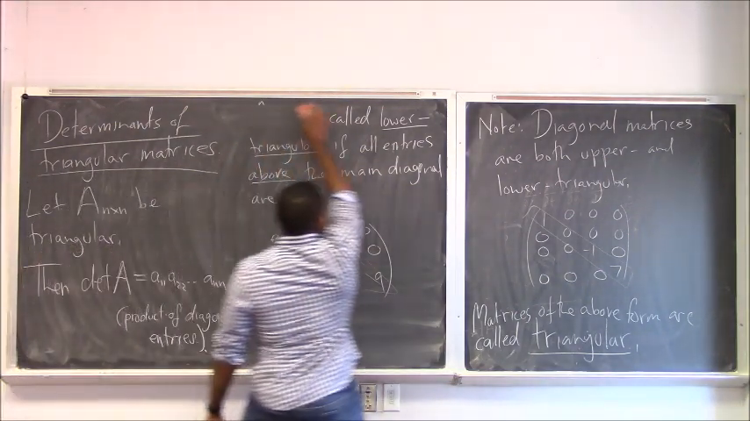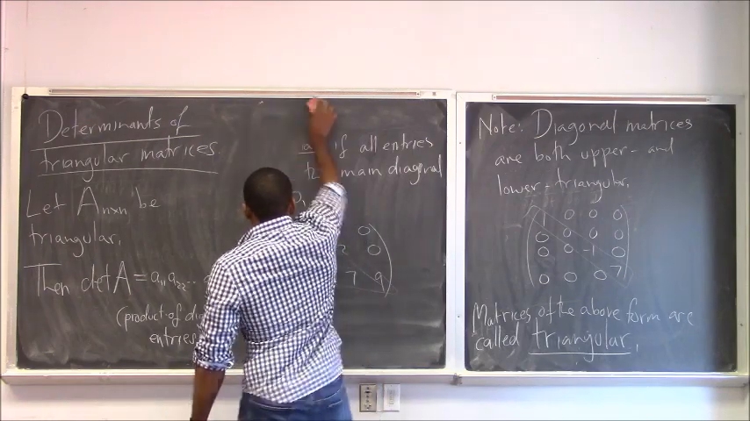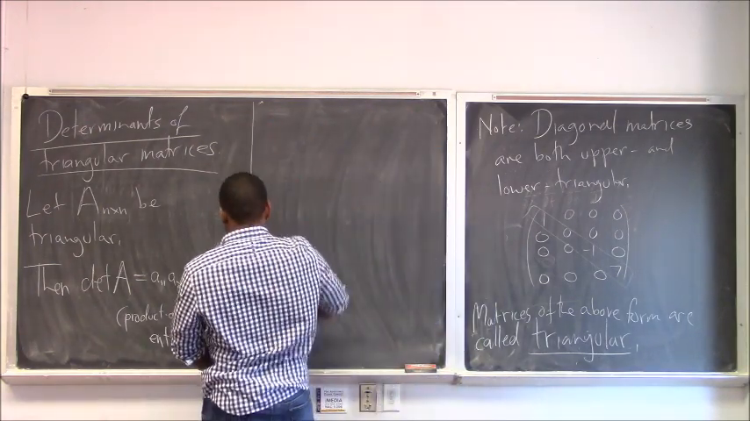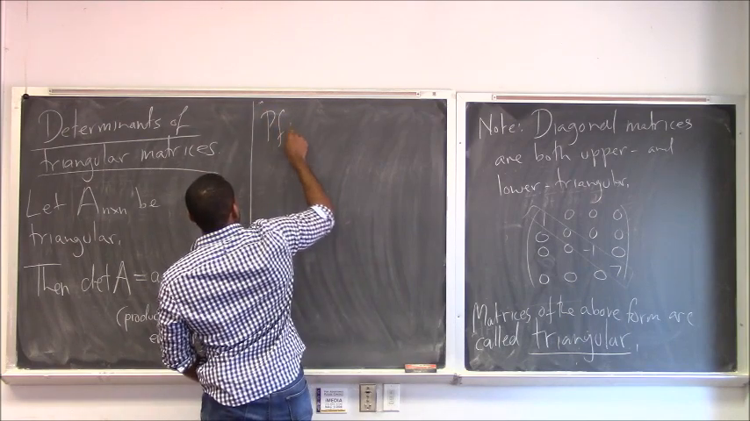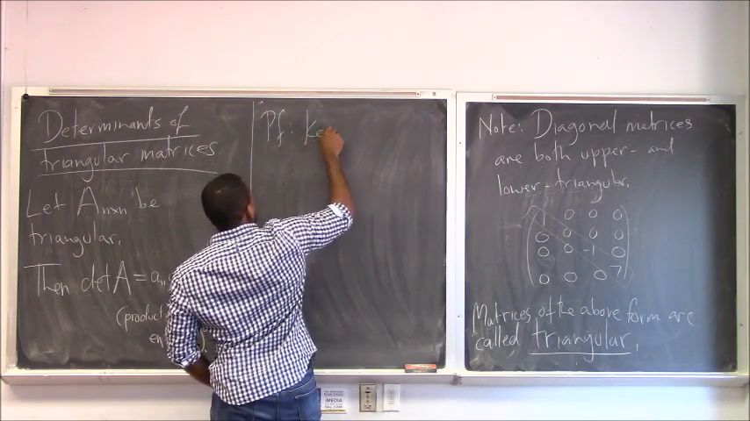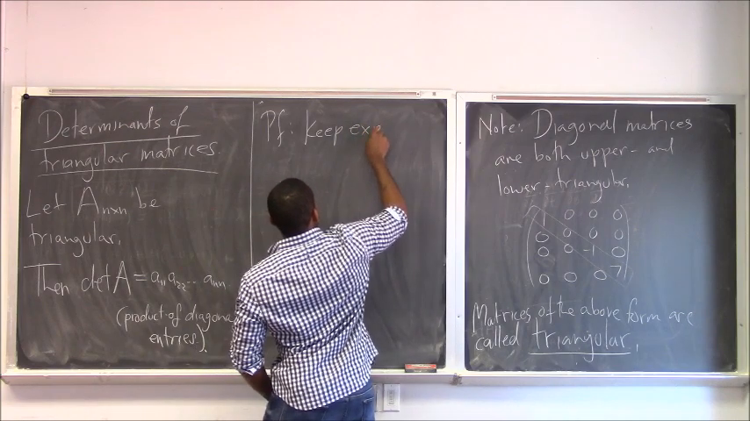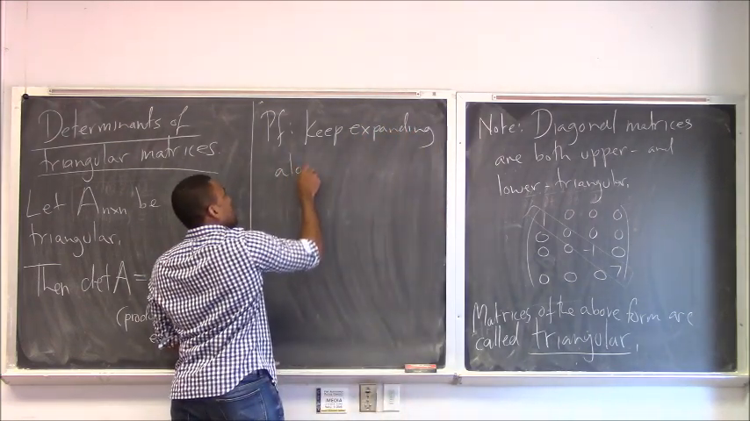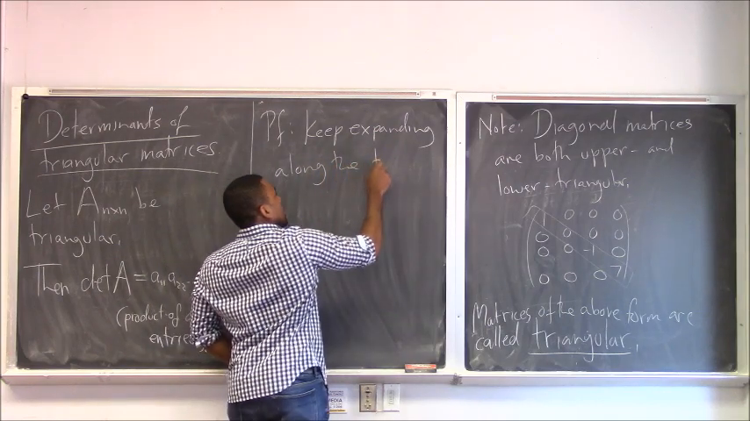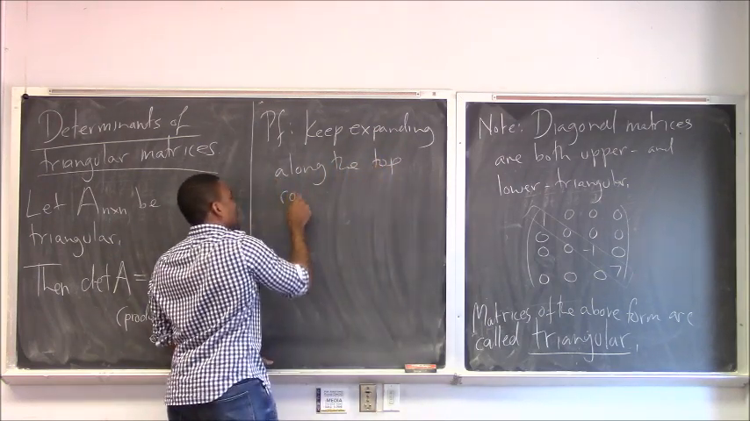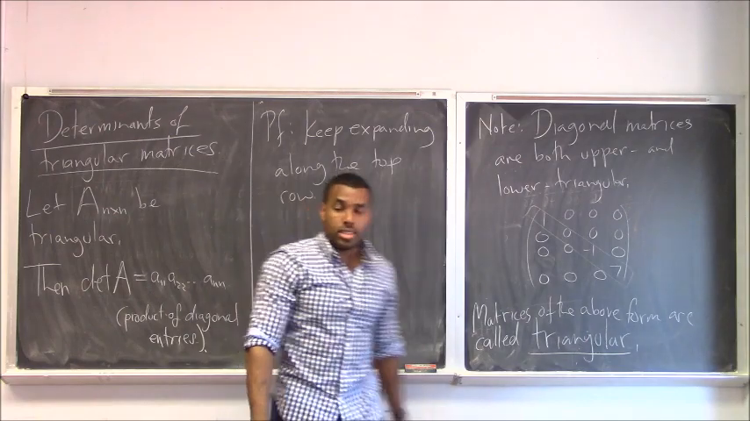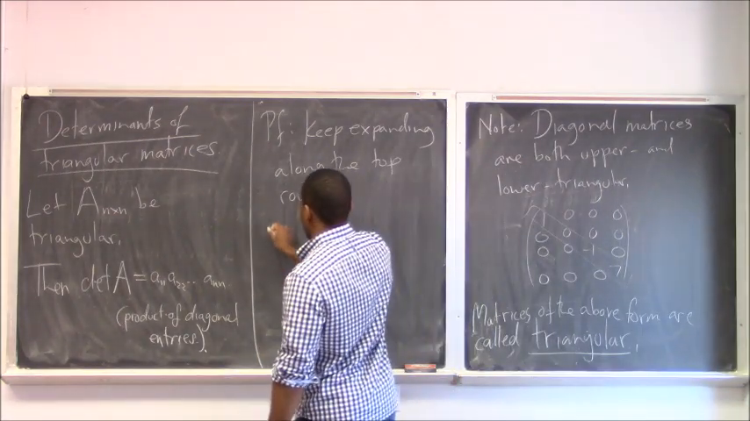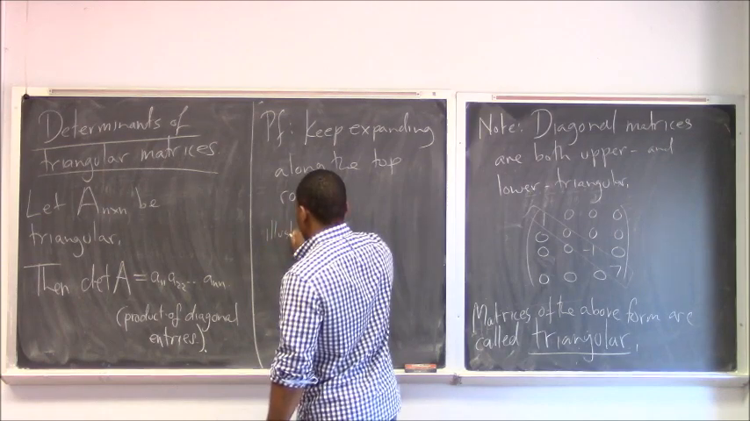Is it because it basically forms like a rectangle or? Yeah, or the proof is easy. You can just tell the proof. Keep expanding along the top row, and you'll realize that you actually break down all the matrices until you get just a list of products. Right, so I can illustrate here.